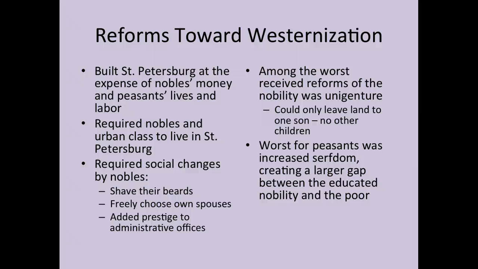Freely, he was a go-getter. We'll just put it that way. He said just choose your own spouses. No more of this old school mismatched marriage stuff. Added prestige to administrative offices to get people to actually want to serve.